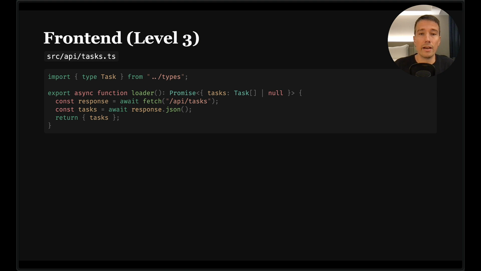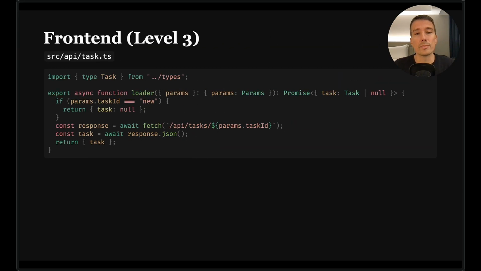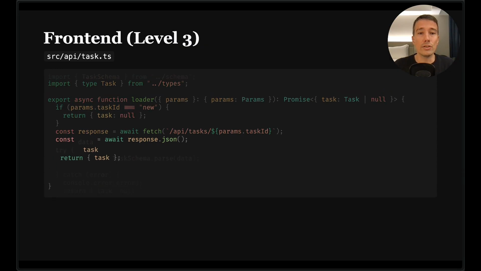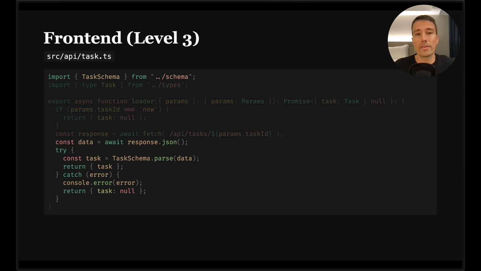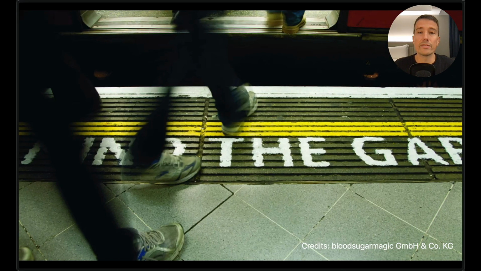We can now use the task schema to validate the data the front end receives from the backend. For example, after fetching all the tasks from the backend, we can now check whether the received data is an array of task objects or not. The same mechanism applies when I fetch a specific task from the backend. I can use the task schema to check whether the received data is a valid task or not. And in case the data is not valid, we can now explicitly handle this circumstance. Alright, so now we have type safety at development time and at runtime.